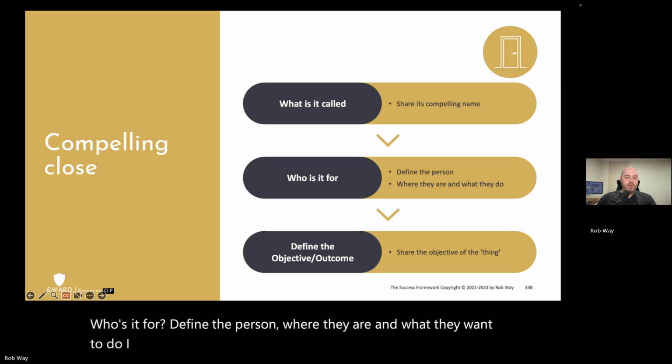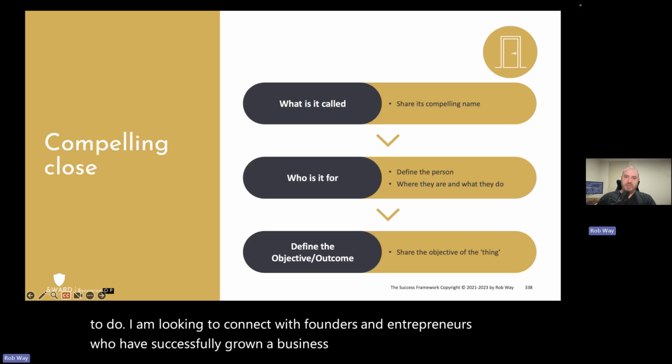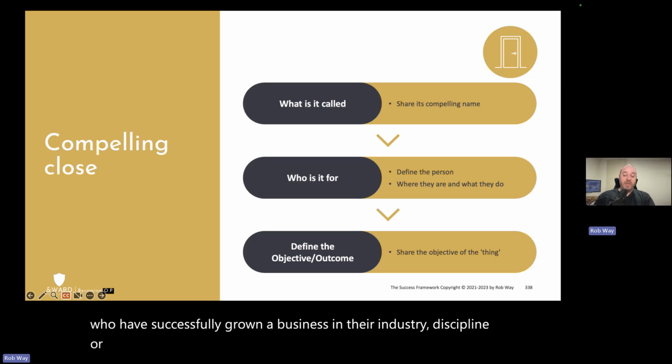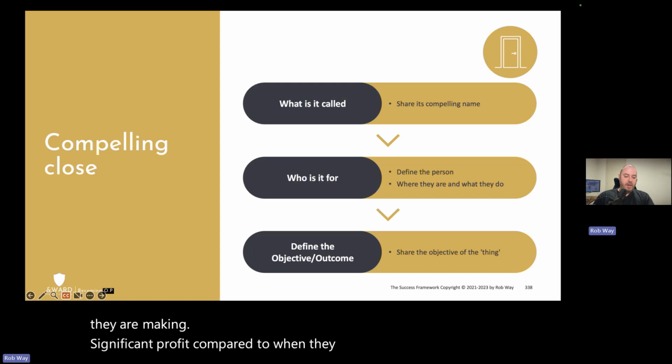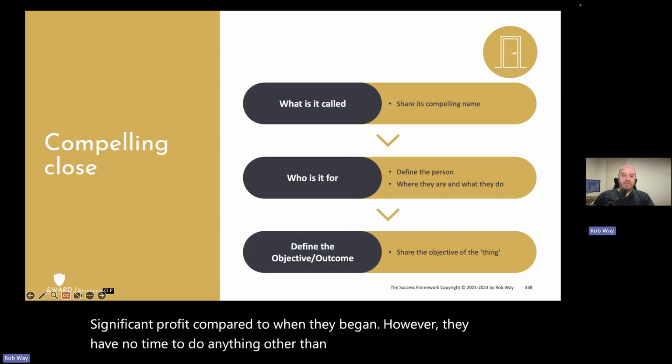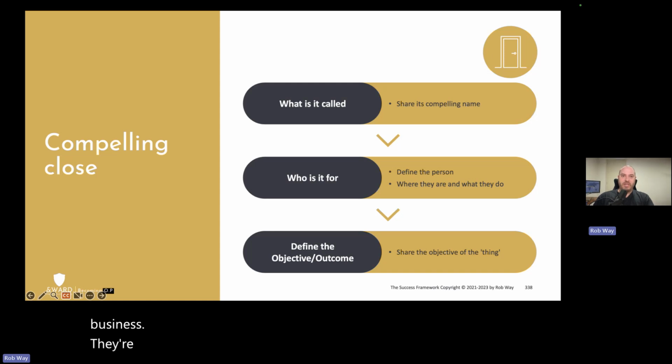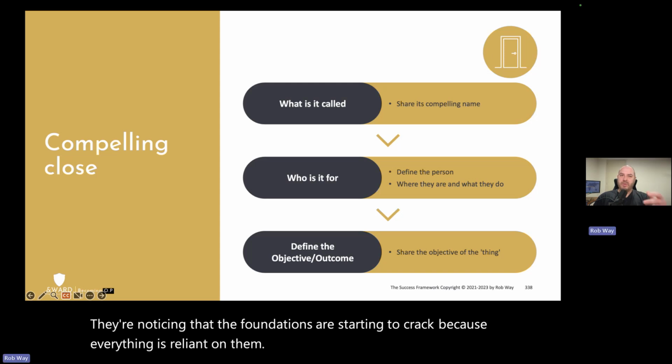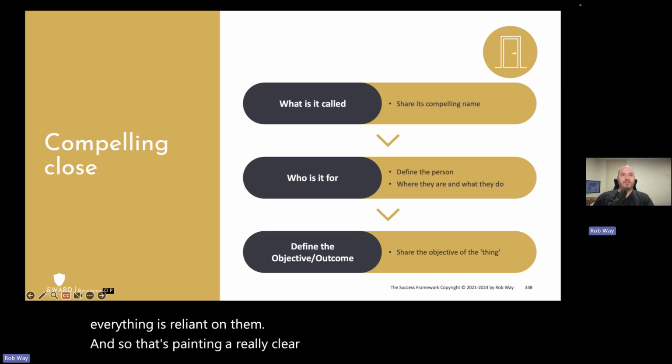I am looking to connect with founders and entrepreneurs who have successfully grown a business in their industry, discipline, or specialization, where they've organically grown to 15 to 30 staff. They are making significant profit compared to when they began. However, they have no time to do anything other than operate and run the business. They're noticing that the foundations are starting to crack because everything is reliant on them. And so that's painting a really clear picture of the person.